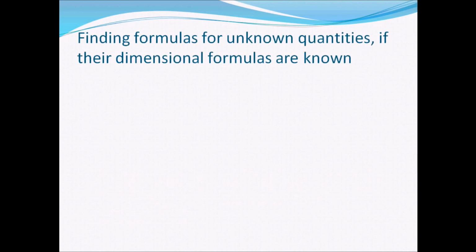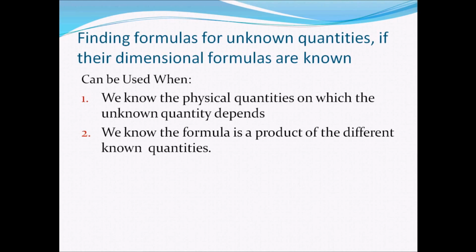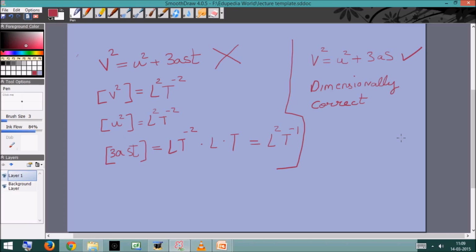Another use of dimensional analysis is finding formulas for unknown quantities if their dimensional formulas are known. This needs to be used in certain special cases. One of them is we need to know the physical quantities on which the unknown quantity depends. And we need to know that the formula is a product of the different quantities. So let's take an example.